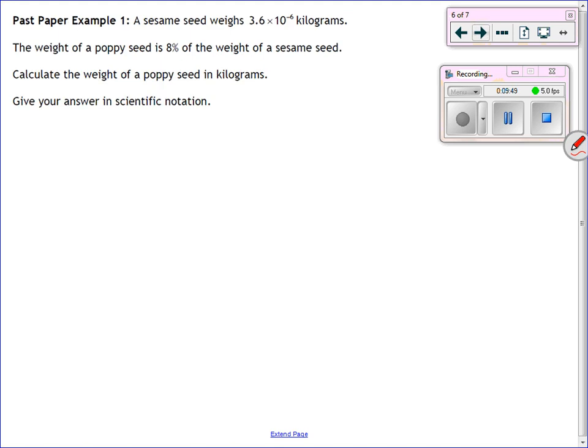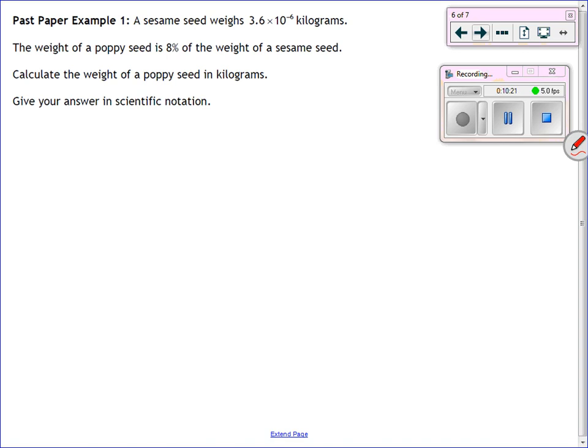Past paper example 1, and we only have one past paper example in this anyway. This is very typical of what you would see in an exam. So it says a sesame seed weighs 3.6 times 10 to the power of minus 6 kilograms. The weight of a poppy seed is 8% of the weight of a sesame seed. Calculate the weight of a poppy seed in kilograms. Okay? So again, quite wordy.